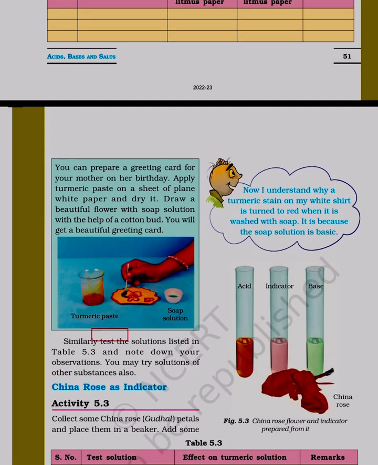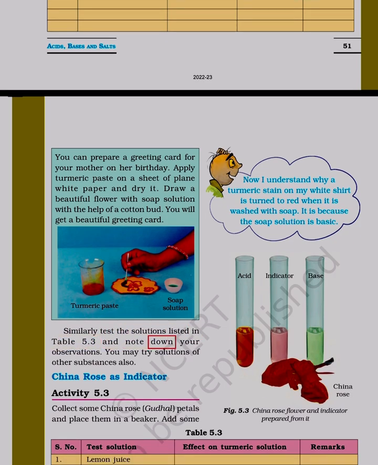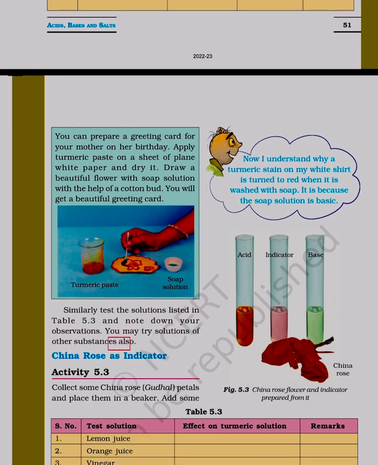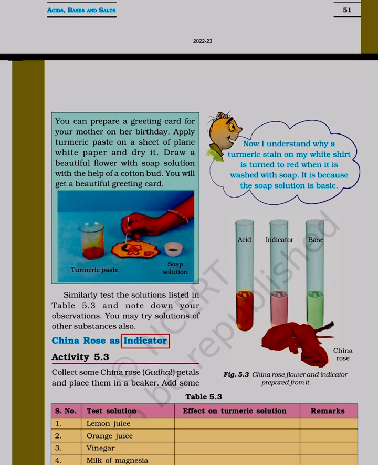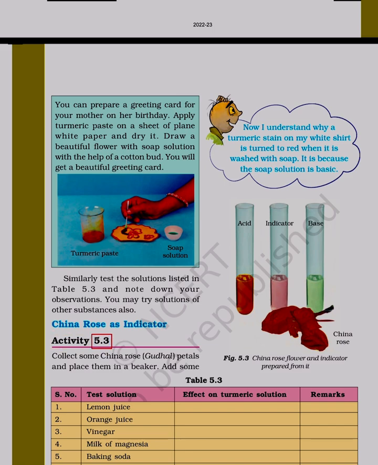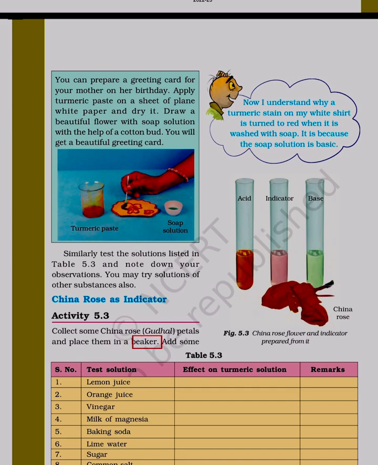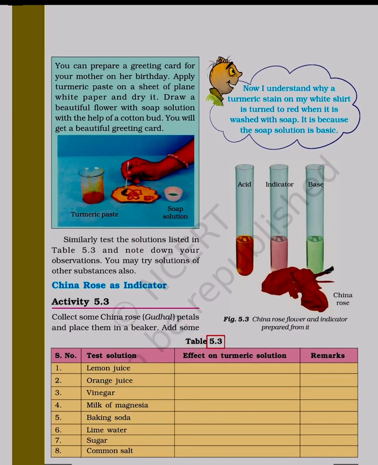Soap solution. Similarly, test the solutions listed in table 5.3 and note down your observations. You may try solutions of other substances also. China rose as indicator. Activity 5.3. Collect some China rose (gudhal) petals and place them in a beaker. Add some warm water. Table 5.3. China rose.